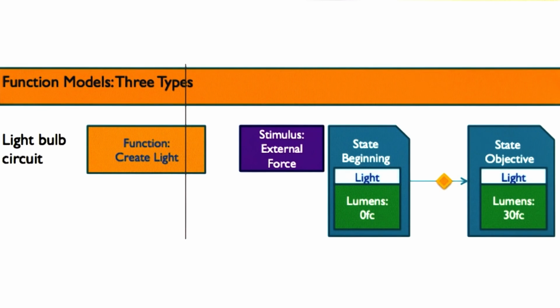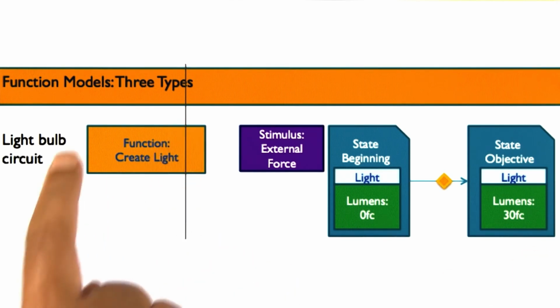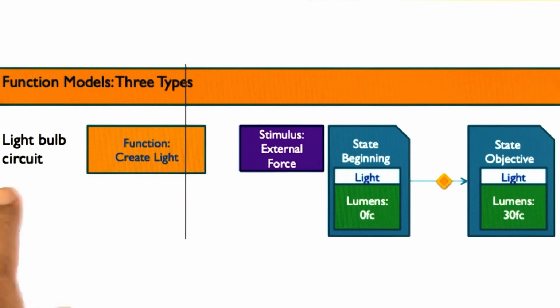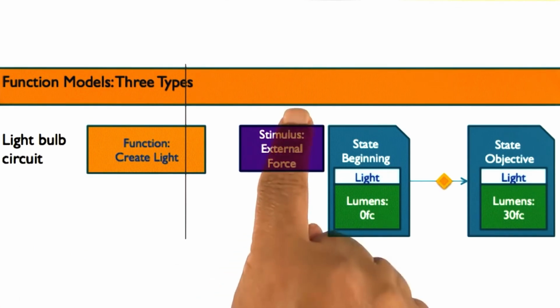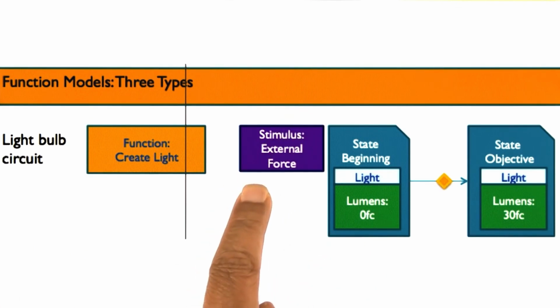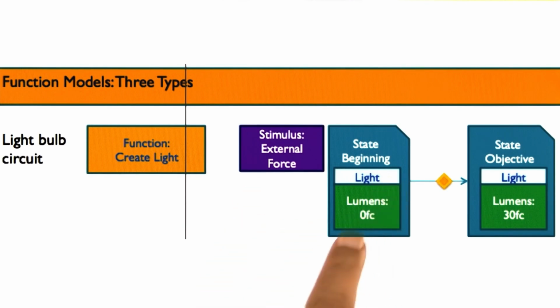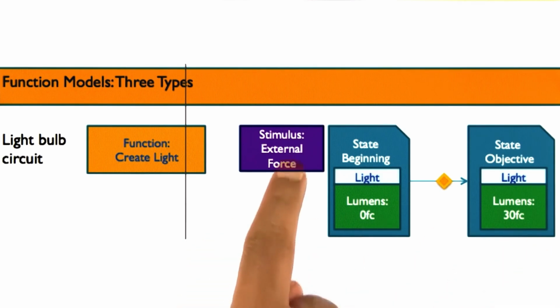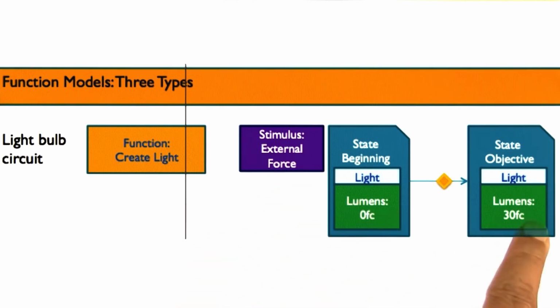One level at which it is useful to analyze the flashlight is to ask ourselves, what does it do? Not yet, how does it work? Just what does it do? Its function. Here is a representation of the function. Here is the function create light of the flashlight light bulb circuit. There is some stimulus, some external force on the switch. Initially there was no light, 0 lumens, and finally there is some light, 30 lumens. This captures the notion that when I press on the switch, light comes out.